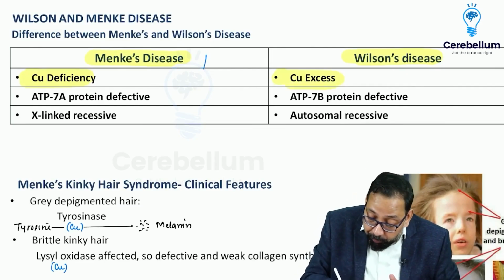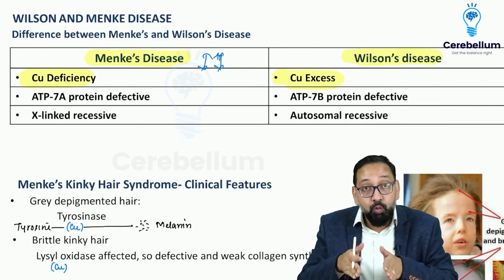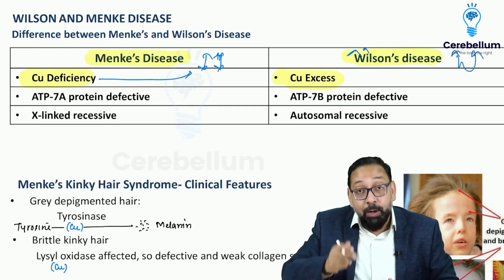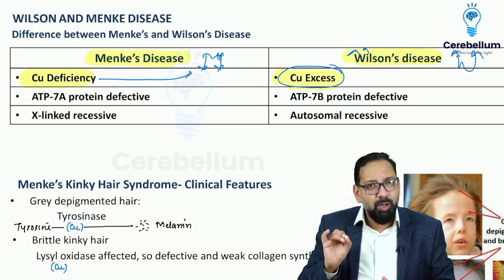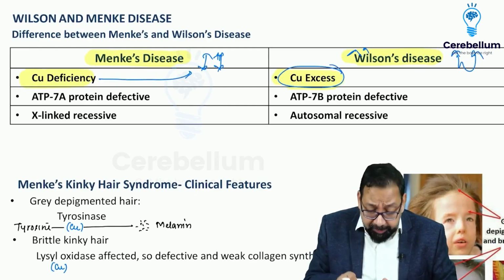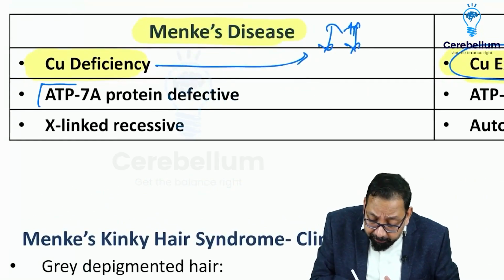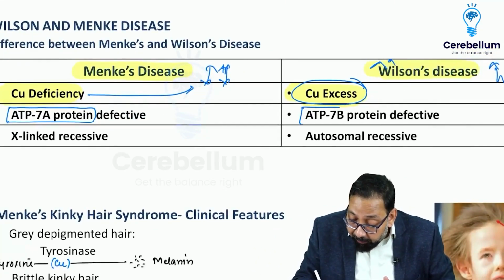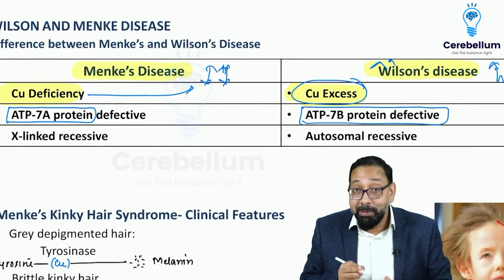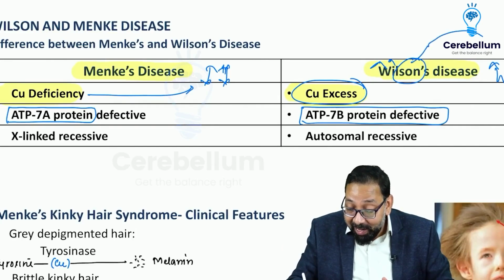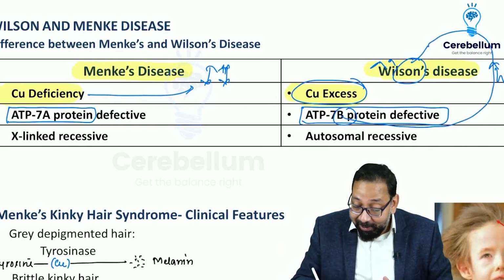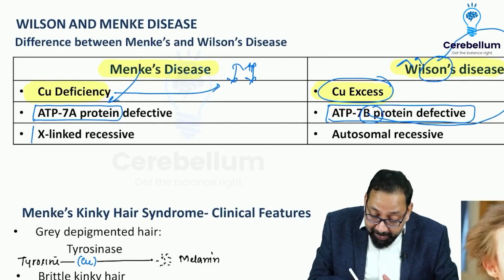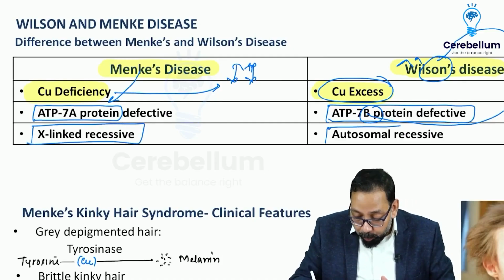How will you remember? If you write M and put an arrow downward, it means copper is decreased. Wilson, W, arrow is upward, copper is increased. Another question is asked that in Menkes disease there is a defect in ATP7A protein, while in Wilson disease there is a defect in ATP7B protein. How will you remember? Wilson, W, sounds like beta, B for beta. So 7B in Wilson and 7A in Menkes disease. Menkes disease is X-linked recessive, while Wilson disease is autosomal recessive.